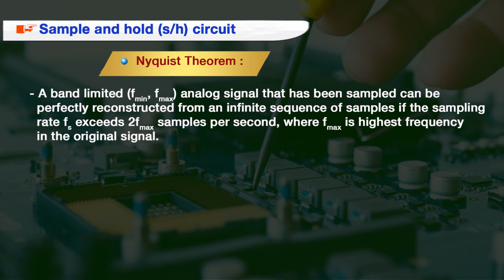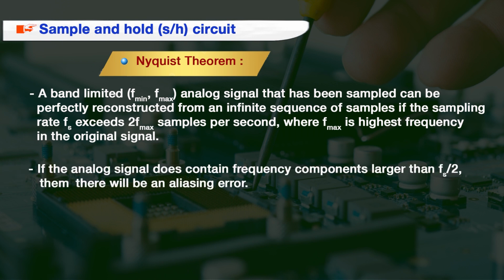if the sampling rate is more than twice of f maximum samples per second, where f max is the highest frequency in the original signal. So, if we have a band limited signal with a maximum frequency component of 1000 Hz, then for perfectly reconstructing the signal, the sampling rate should be more than 2000 samples per second.